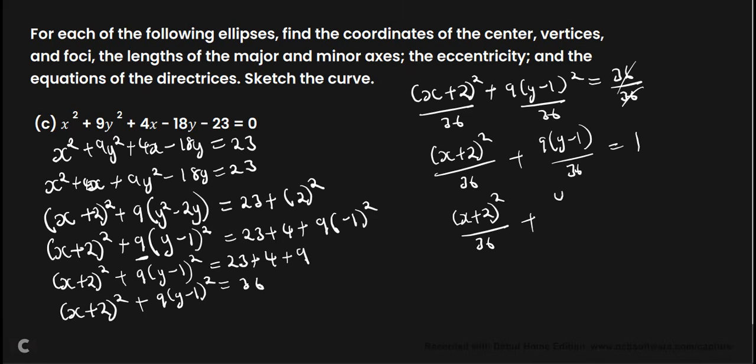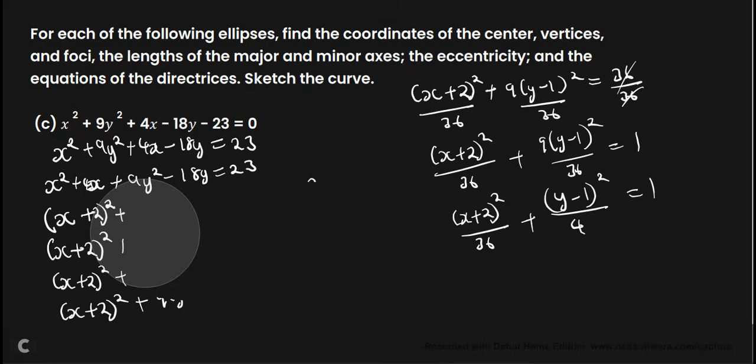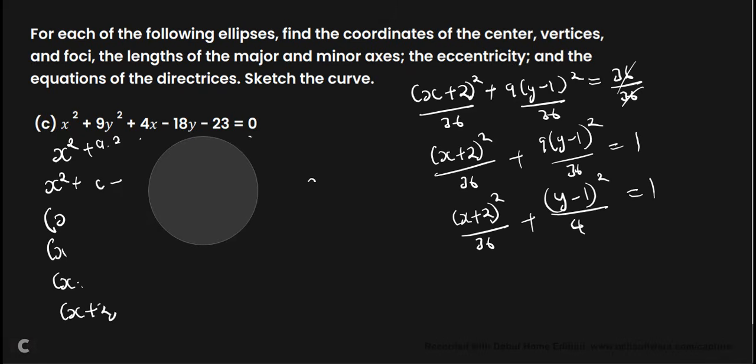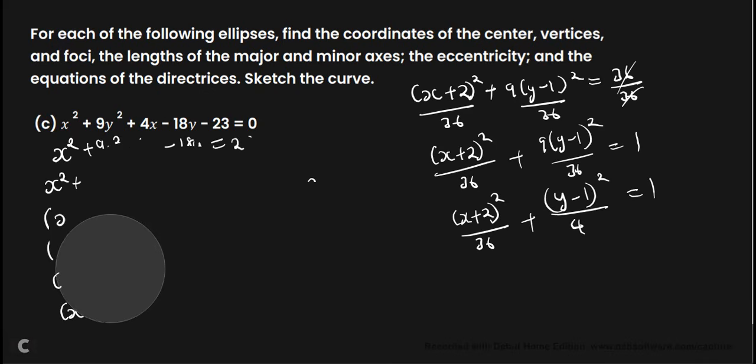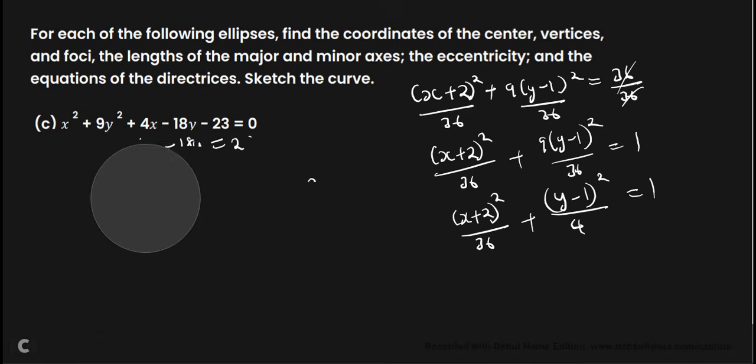What is that? That is 4. Make sure you put square there. That is 4 equal to 1. So in this situation, which one is your A? It has already shown you there that the down part is showing that there's 36, and 36 is greater than what? Bigger than 4. Since it's greater than 4, this means that 36 is your A squared.